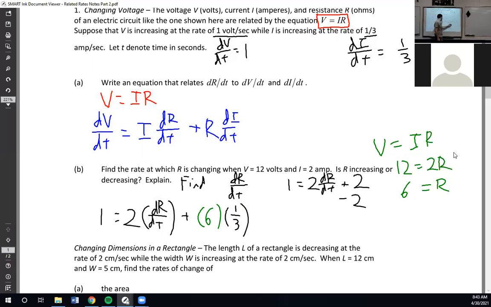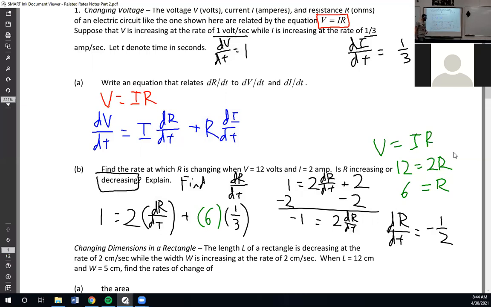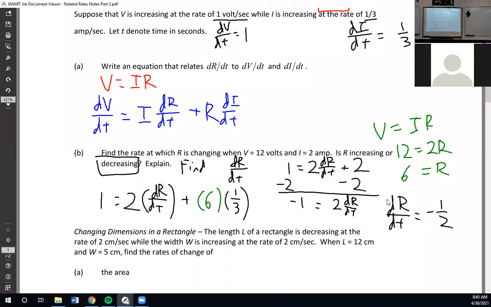So then we're going to subtract, and we'll wind up with dR/dt being negative 1/2. And since dR/dt is negative, if we're asking whether R is increasing or decreasing, it is decreasing since the rate of change was negative. All right, let's move forward to the next problem.